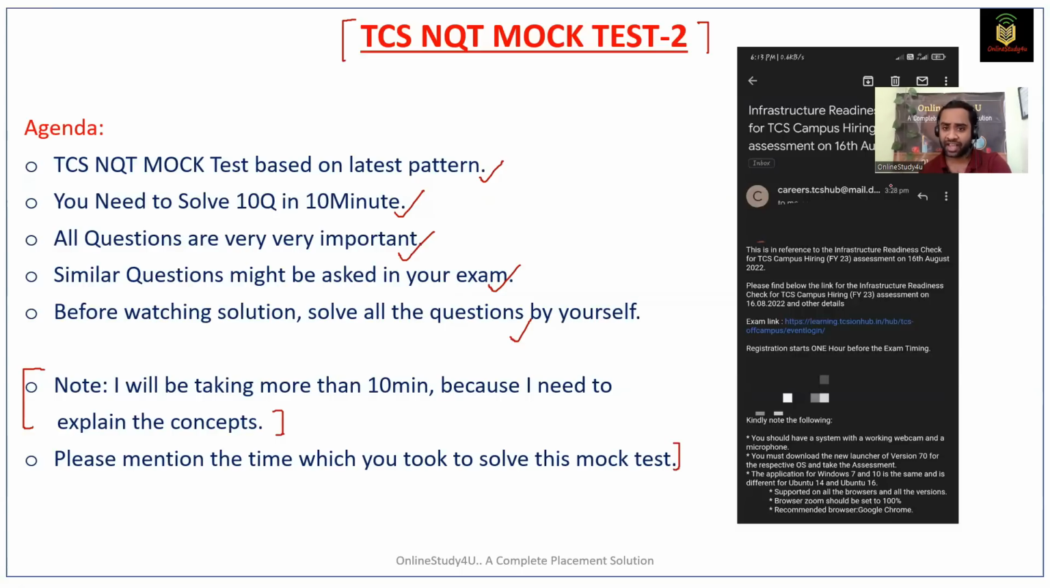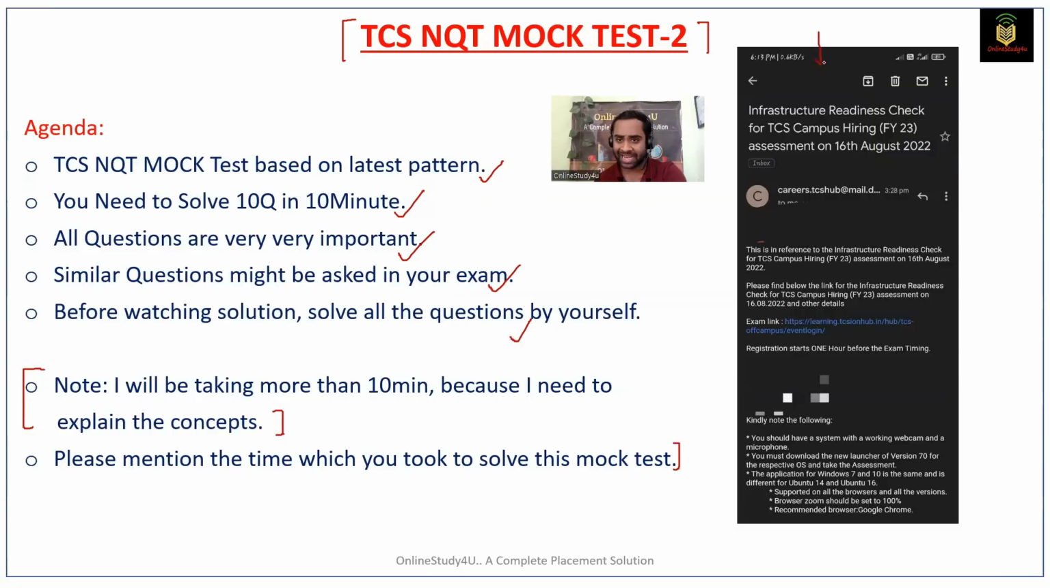Friends, one more thing I wanted to update you. TCS is today also conducting the IRC test, that means 16th of August, that means today. So many of you were telling me you have not got the IRC link from TCS. You might get it right now, so today or tomorrow you will still be getting that.